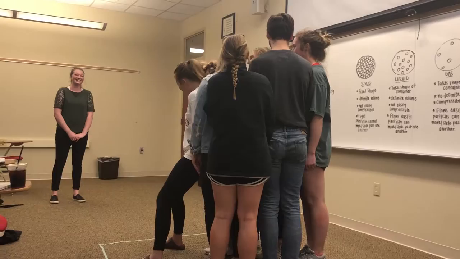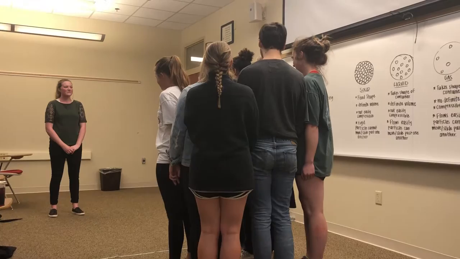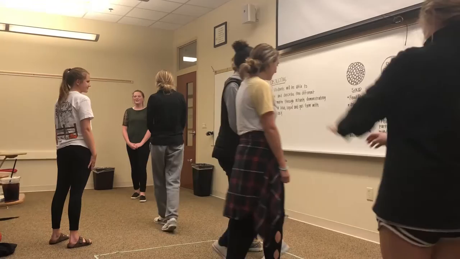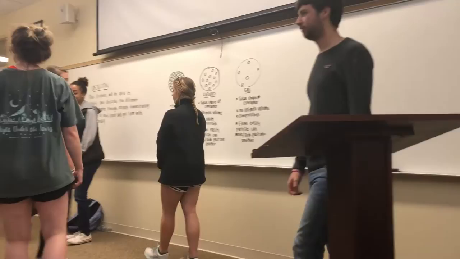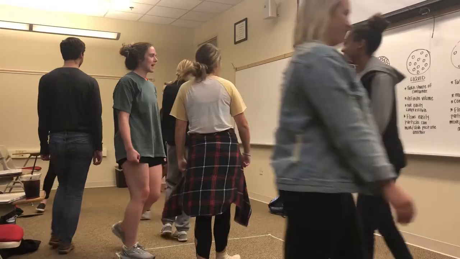Okay. So now we're gonna be liquids. So if you're a liquid, you can walk around the room. Why are you a liquid now? Can anyone explain to me why walking around the room could be a liquid? Because we're taking the shape of the room. We can slide easily past each other.